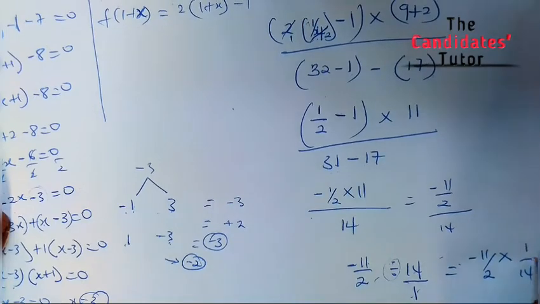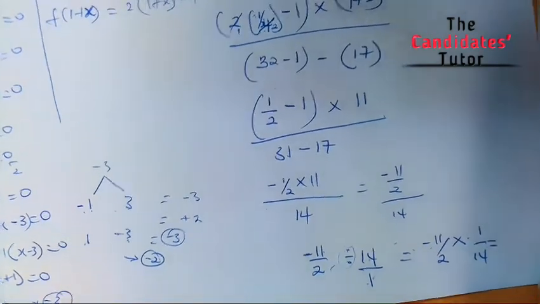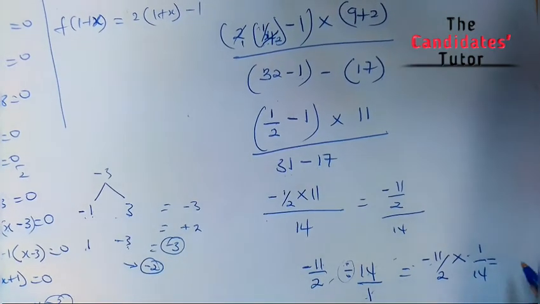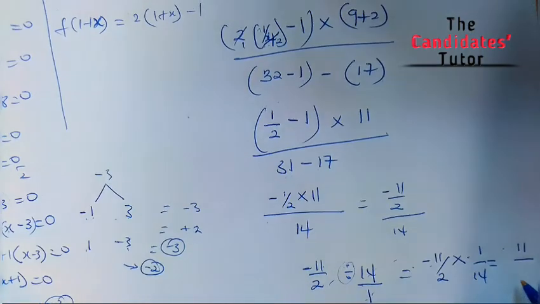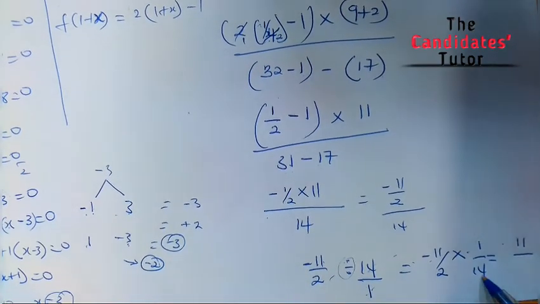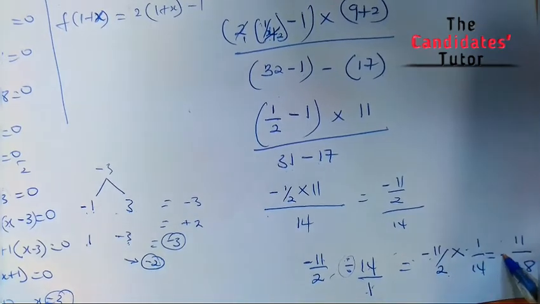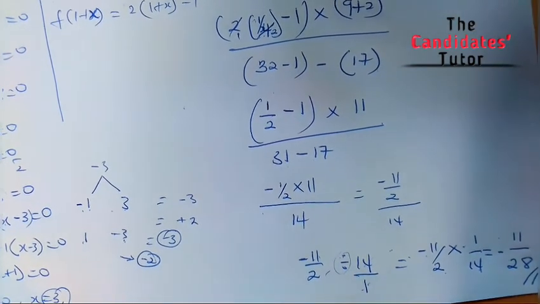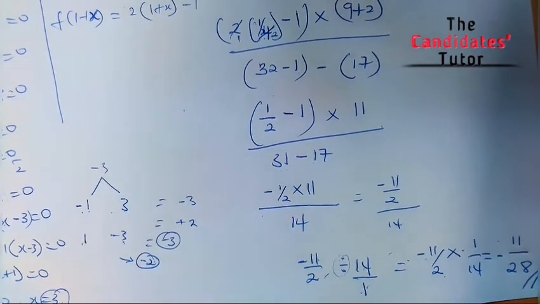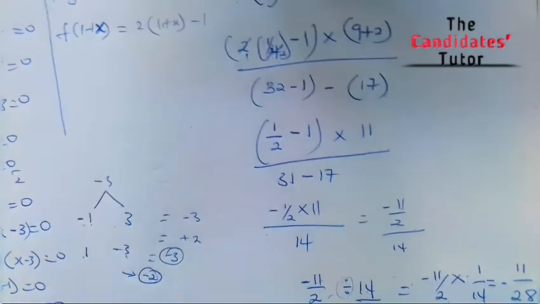If you have to multiply the numerator and the numerator, we are going to get 11 multiplied by 1, which gives us 11. The denominators, 14 multiplied by 2, gives us 28. And we get negative for that. This is a proper fraction, so you just leave it like that. So the final answer becomes negative 11/28. So that's all. So that's it.